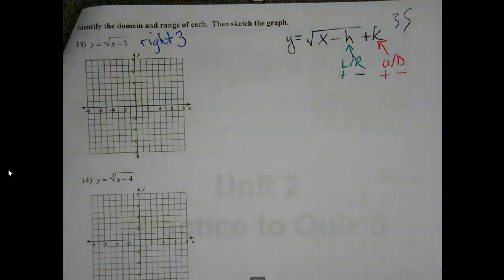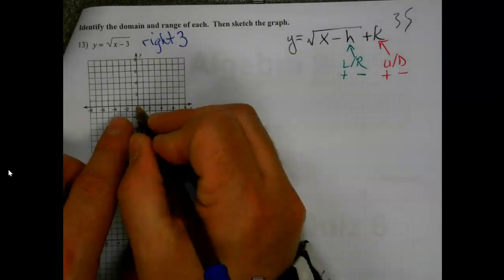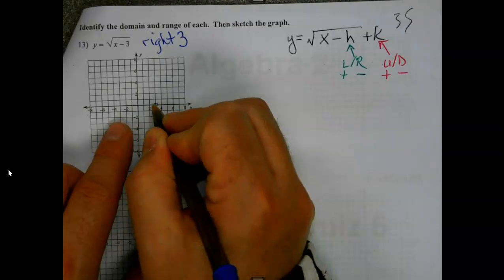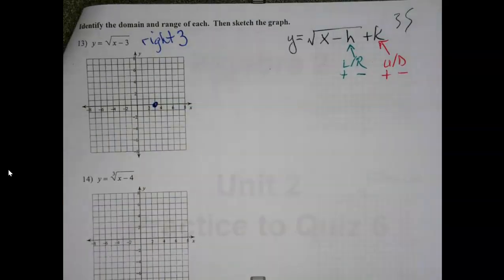So what does that mean? That means my first point, I'm going to start at 0, 0. I'm going to go right 3. That's where the first point of my graph's going to be. And that's something we're going to like to know when we get to domain and range. Well, what about the rest of them? Okay, here's where you have a choice.